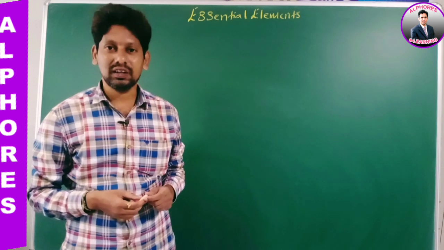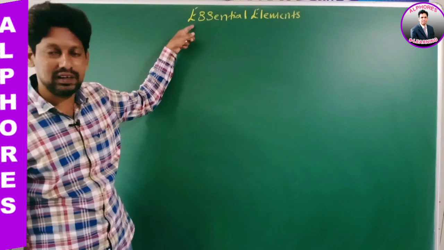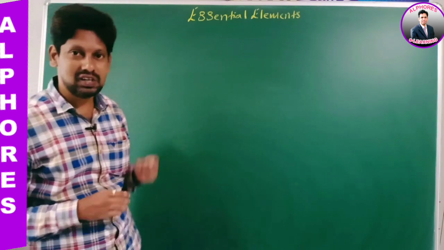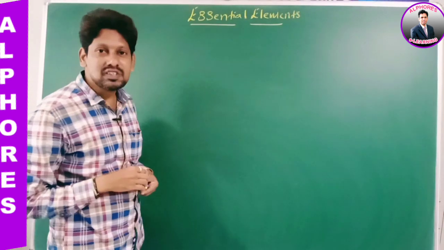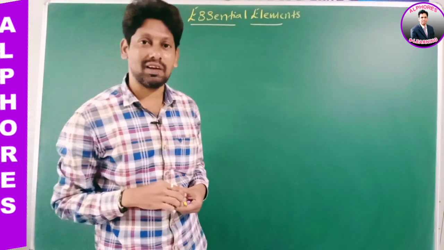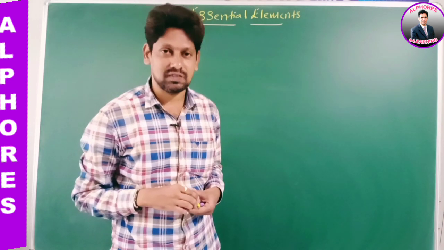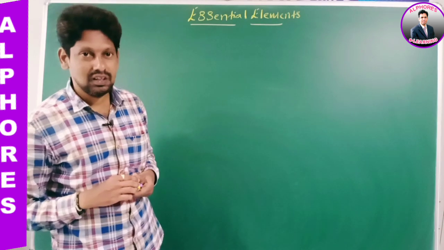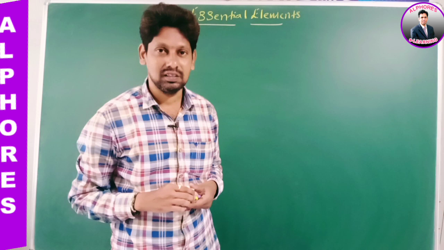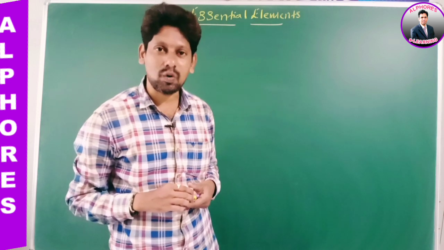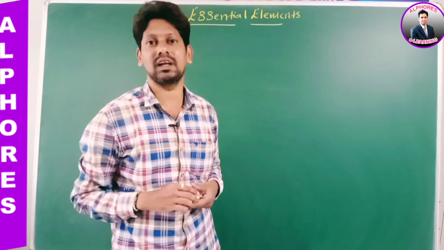In this mineral nutrition chapter, yesterday we started essential elements. What are essential elements? Elements which are required for growth and development of the plant. Essential elements are how many in number? 17. It means 17 elements are required for growth and development of the plant.